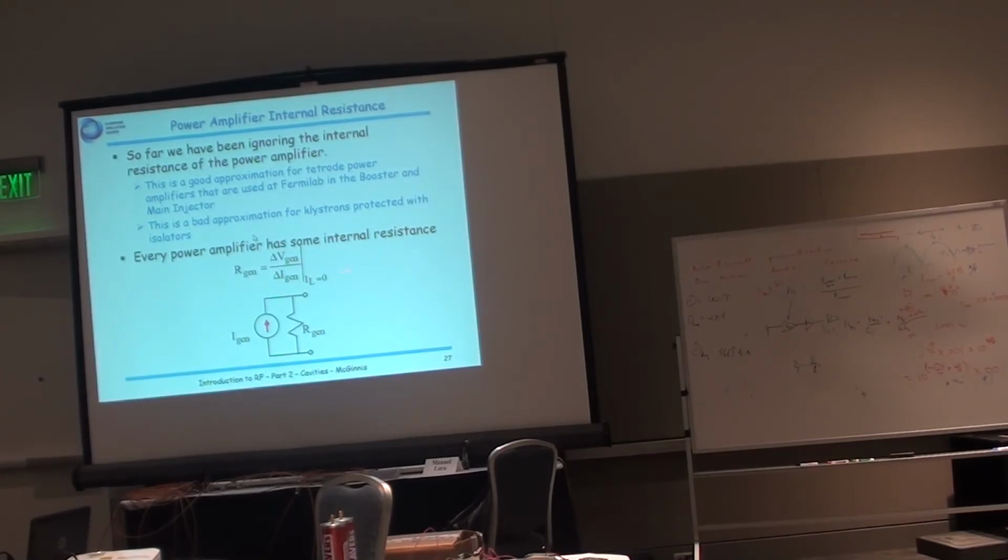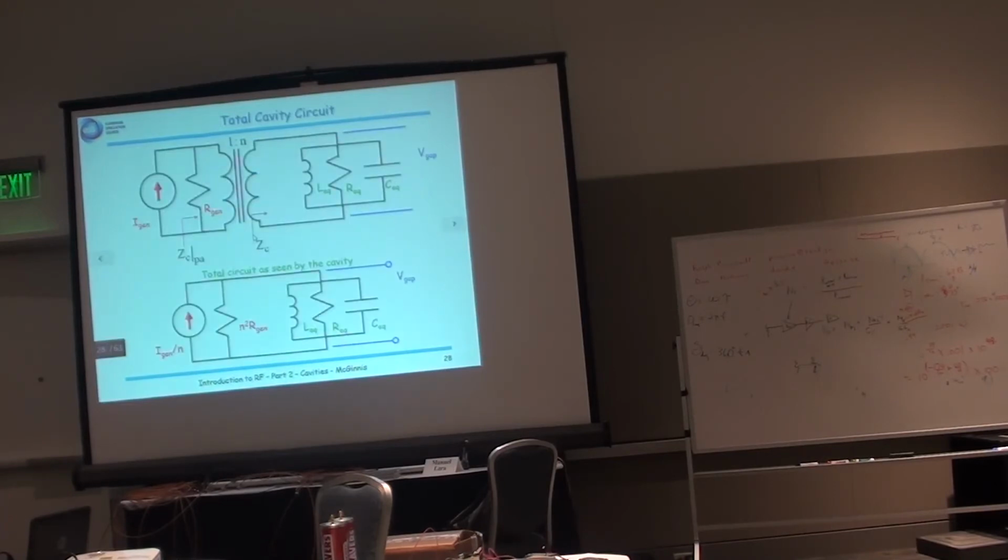So every power amplifier has some internal resistance. You have some current, and basically there's some voltage variation as you change the current in there. They're not perfectly stiff current supplies. They have their softness to it.